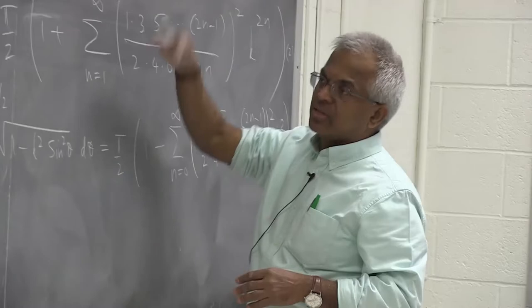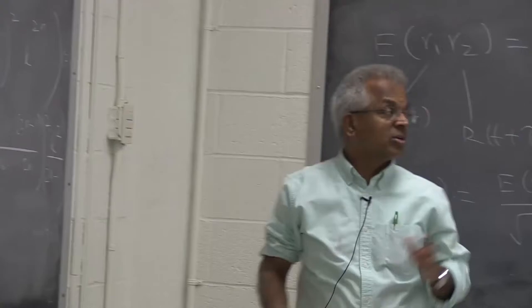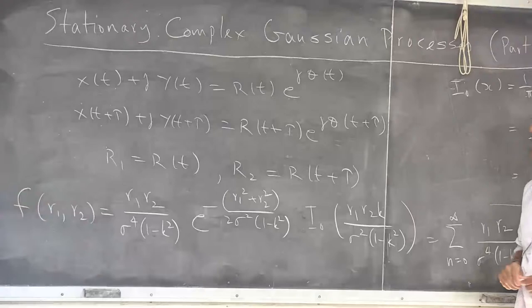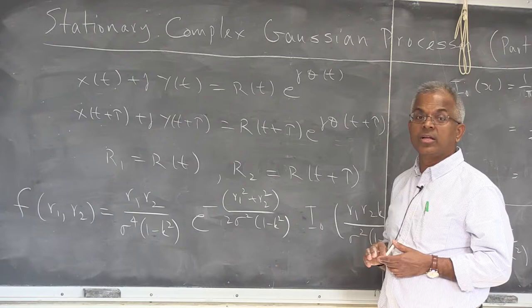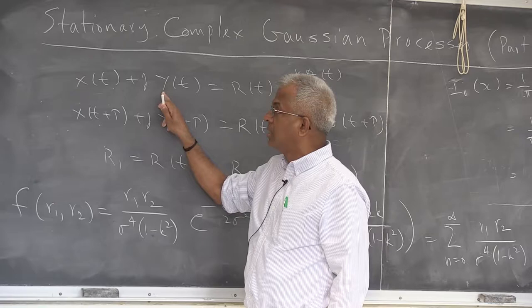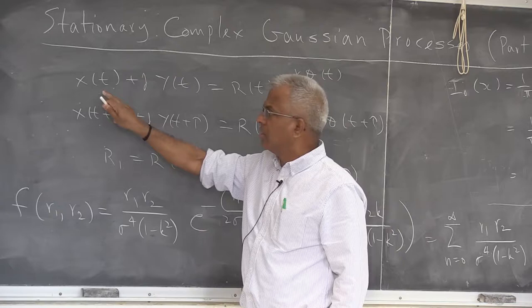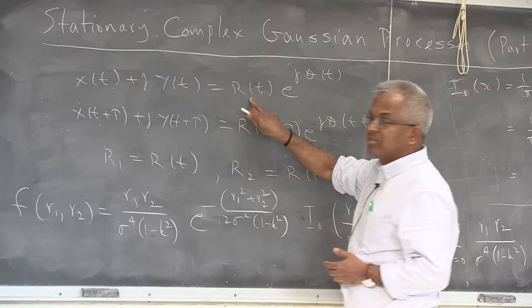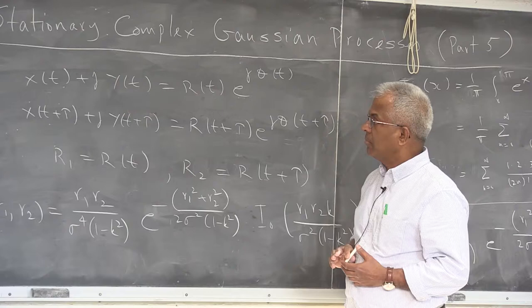So here is a communication problem where it involves the elliptic functions, and that's why I thought the derivation would be interesting. Thank you. So this is just to summarize what we have seen so far for stationary Gaussian processes. I've sort of summarized the results here. So you have a complex Gaussian process. The real and imaginary parts are independent at any instant t, and they are also Gaussian with zero mean and equal variance, then this is the amplitude. Amplitude is Rayleigh, and the phase is uniform.